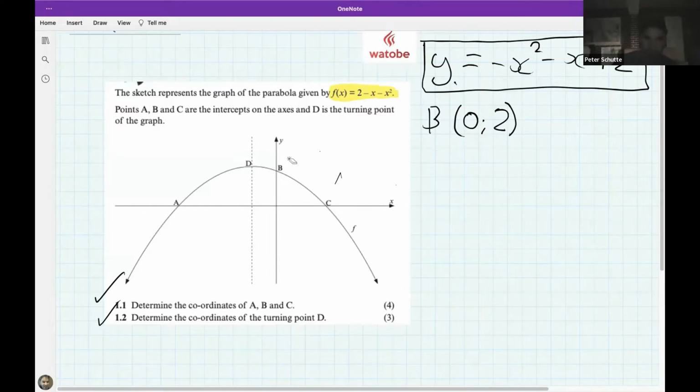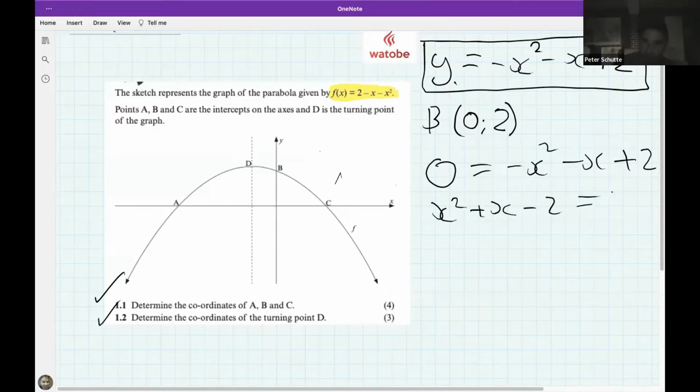Now, what about finding A and C? Those are the x-intercepts. In order to get the x-intercept, y has to equal 0. You can either factorize it or use the formula. You basically have to solve this equation. If you can factorize it, it's probably easier to do it. I'm going to move everything to the other side. So you're either going to use the formula, or if it can be factorized, factorize.